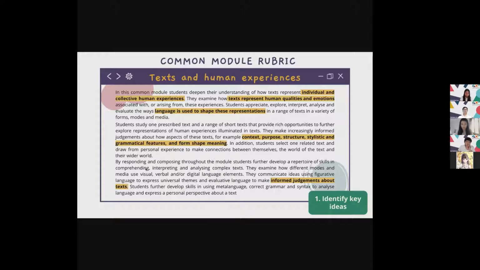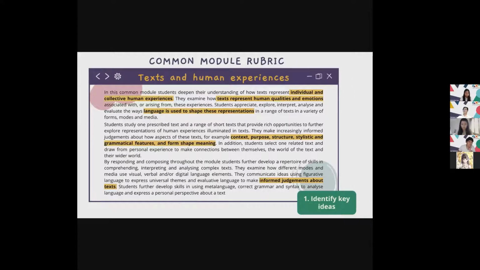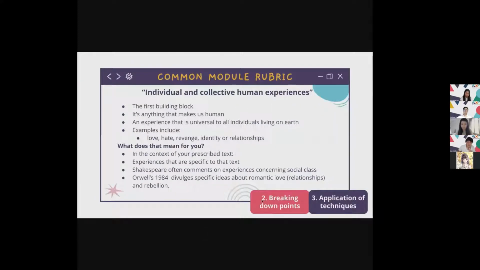It's one thing to say emotion is a human experience. It's another thing to say, I can back it up. I can show you my reading. I can show you my analysis. I can give you examples. So let's move on from just identifying. Our next step, breaking down points and applying techniques.